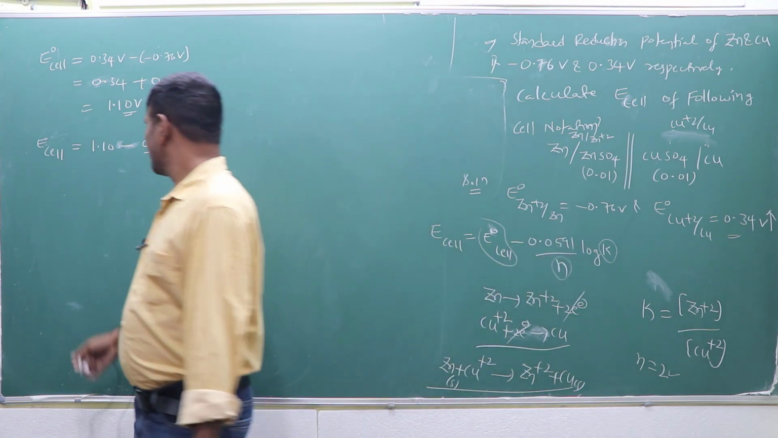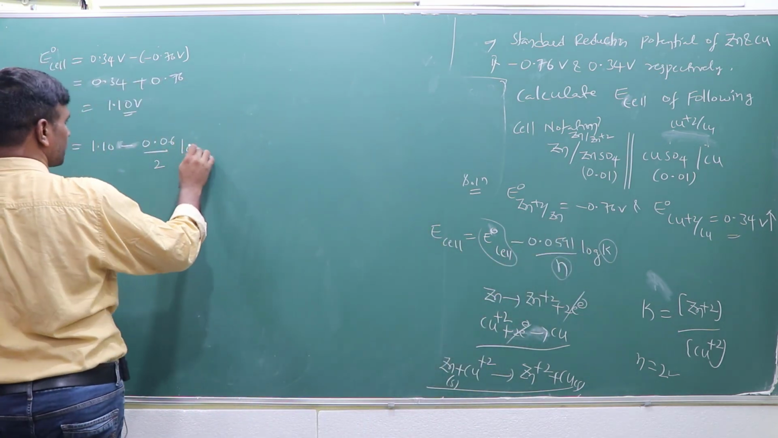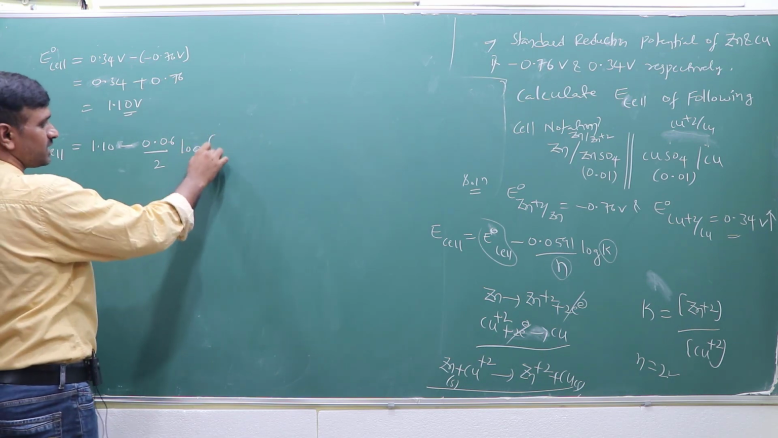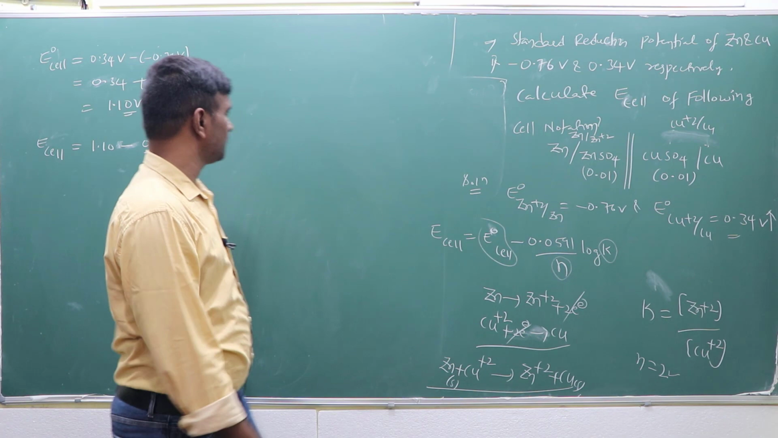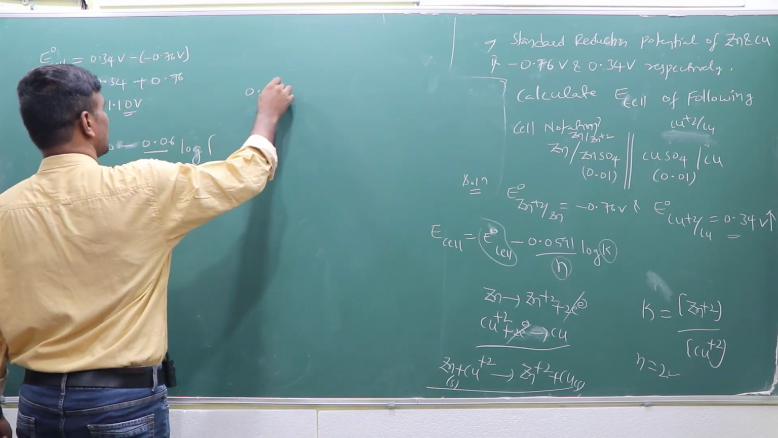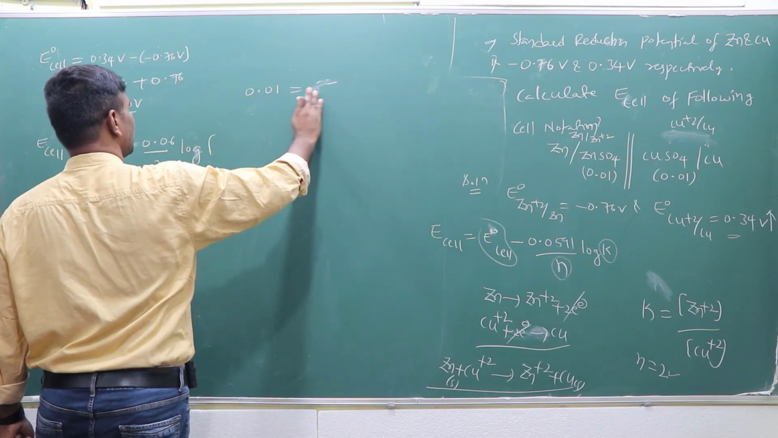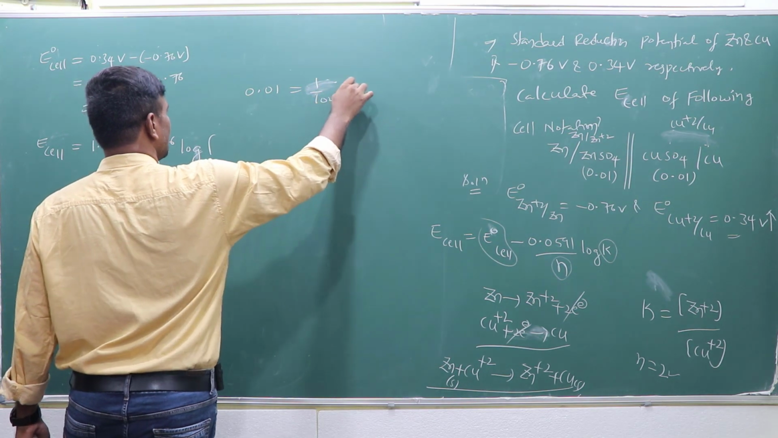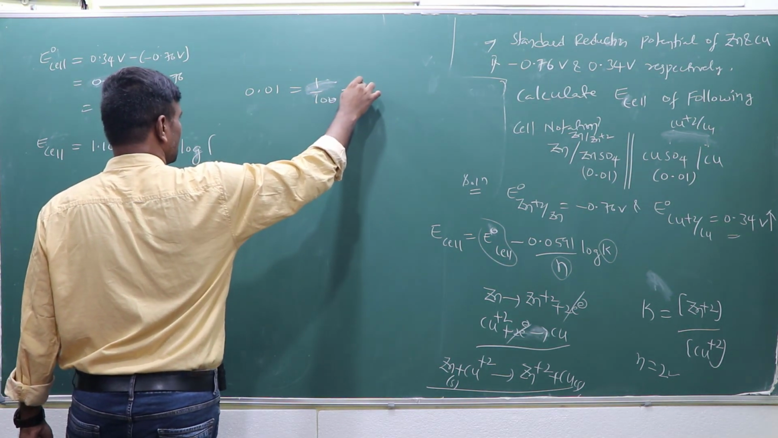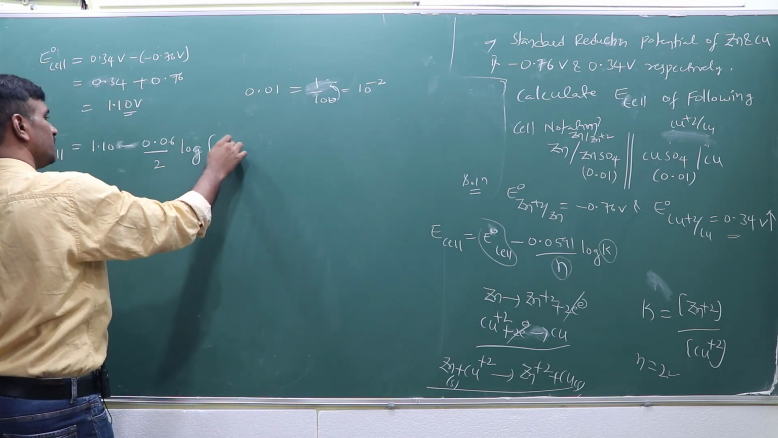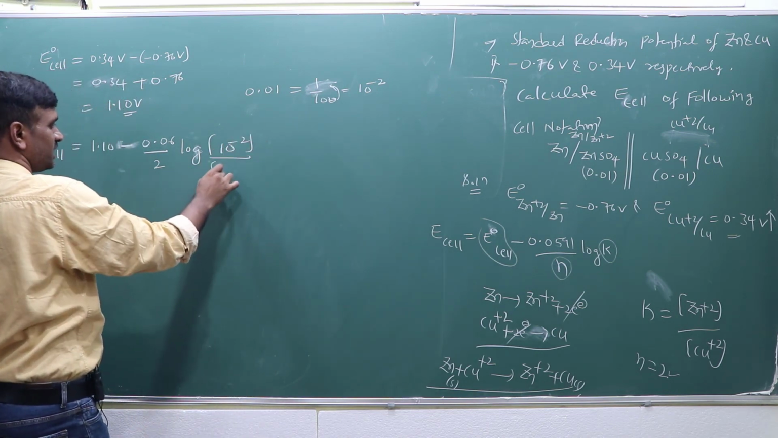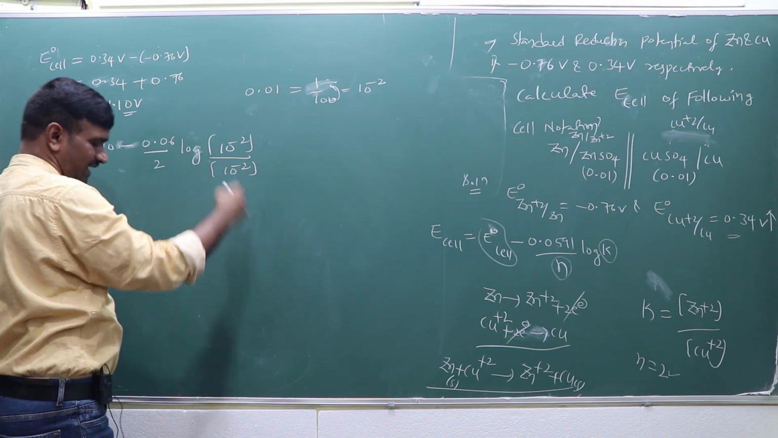Divided by 2, and log K is what? Zinc plus 2 concentration by Cu plus 2 concentration. The zinc plus 2 concentration is 0.01, which is 10 to the power of minus 2, or 1 by 100. So 10 to the power of minus 2, and the copper plus 2 concentration is also the same.